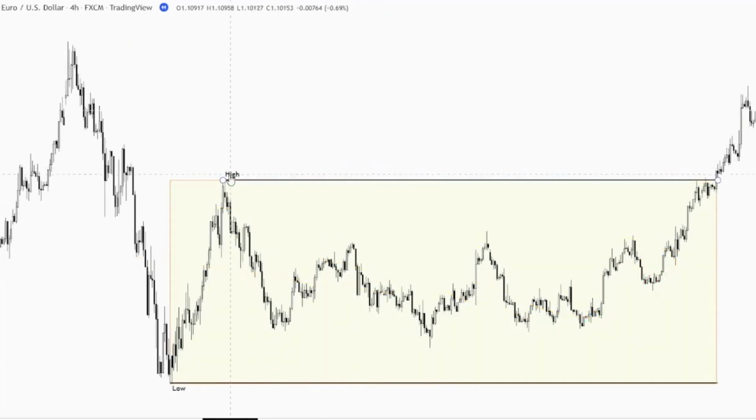Right here you can see that we have a ranging market. This is a ranging market because we have one high and we have one low, and this high and low seems to be keeping the market within its borders, right? So this high is keeping the market within its borders, and you can see that the market keeps on playing within here without breaking above here or breaking below here.